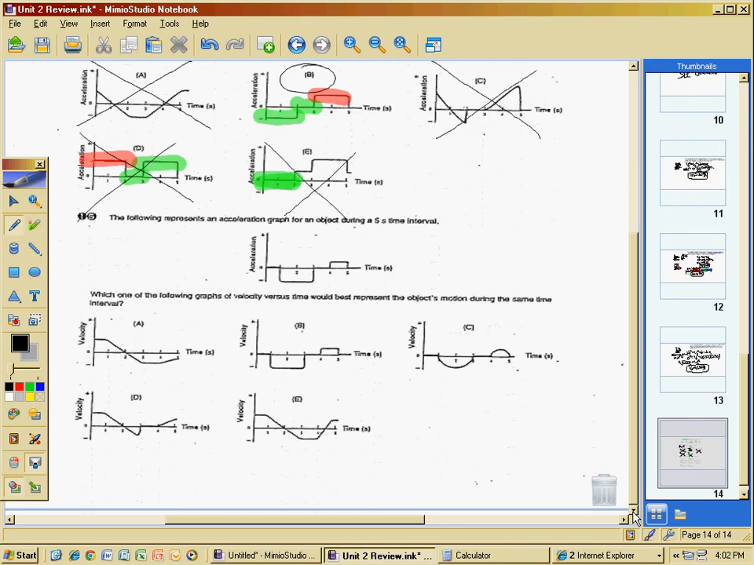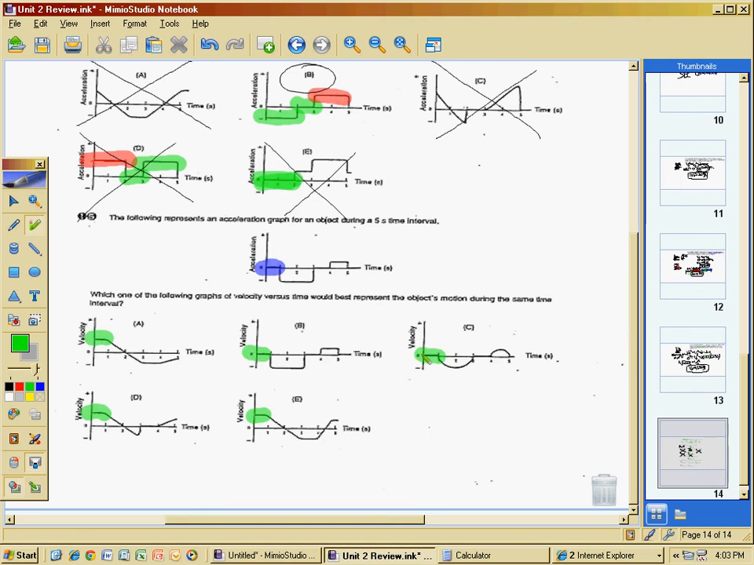All right. The following represents an acceleration graph for an object during a 5-second time interval. So once again, same thing, except in reverse. We know right here at the start, our acceleration is 0, which means right at the start, our velocity should be constant. This is constant, this is constant, this is constant, this is constant, this is constant.